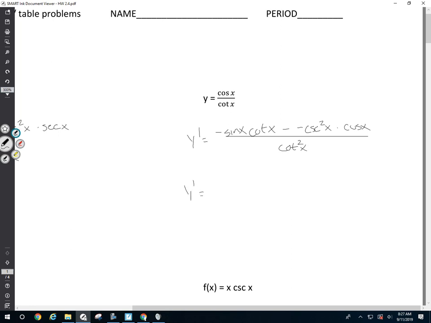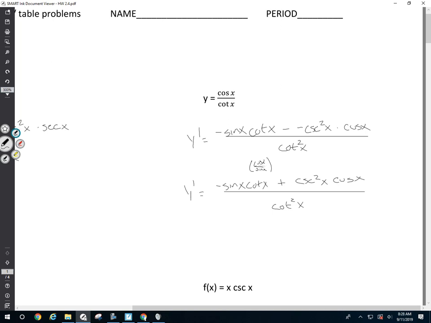I'll simplify this a little bit. Negative sine x cotangent x. This will turn into plus cosecant squared x cos x. I bet you we could simplify this like you did back in pre-calculus, where if I rewrote these as sines and cosines, stuff would cancel. I'm going to do that, but is this necessary? No. Since cotangent is cosine over sine, and you know what?